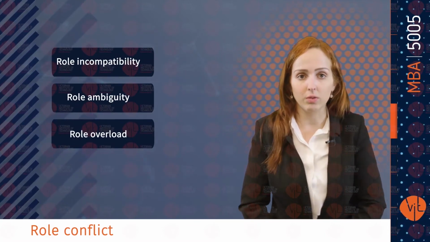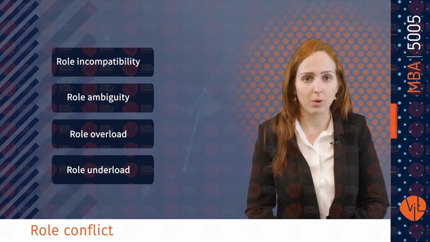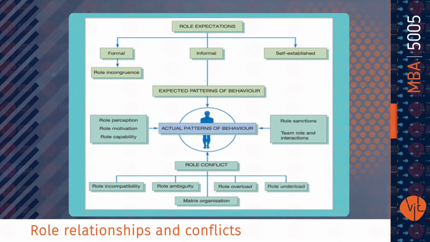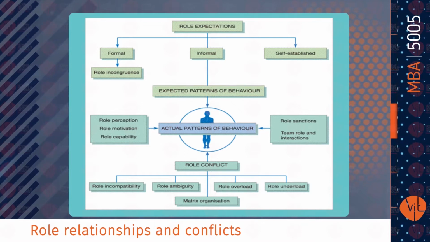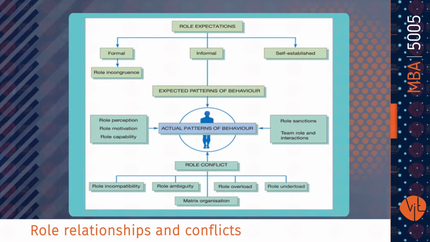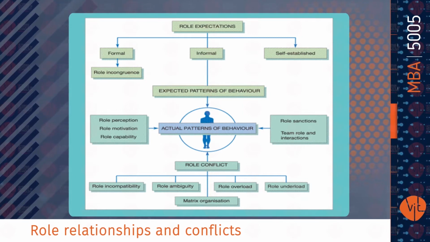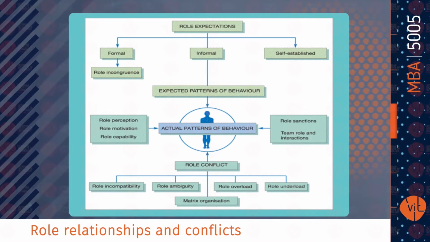Then we have role conflict. Conflict is something that is inevitable in organisations. And a number of factors can influence this, like role incompatibility, role ambiguity, the overload of the role, or even the underload of the role. So then we have a diagram here which looks at the role relationships and conflicts, and as you can see, all the dimensions and concepts are nicely linked for you to get an understanding of how role relationships and the essence of conflict are interlinked and related as well.